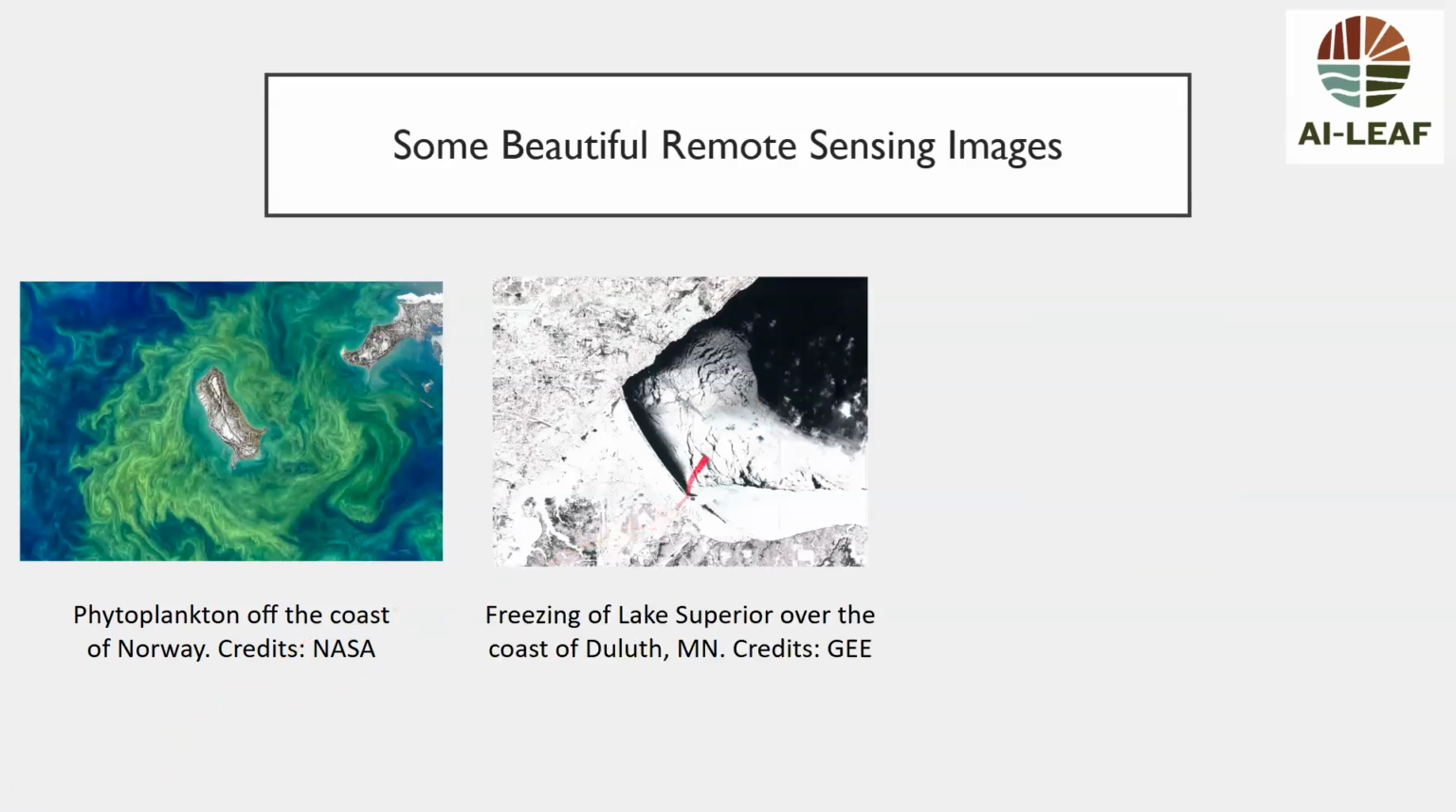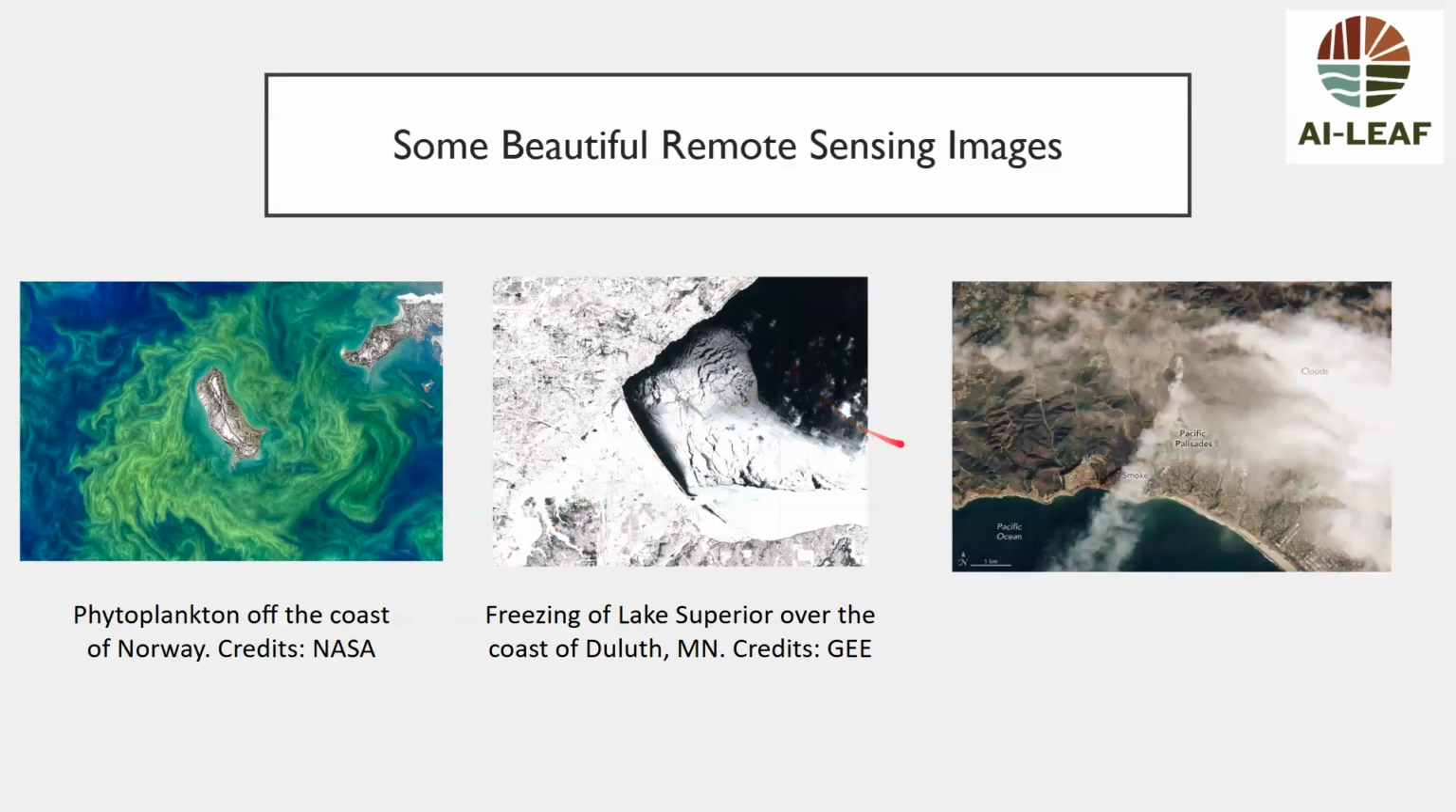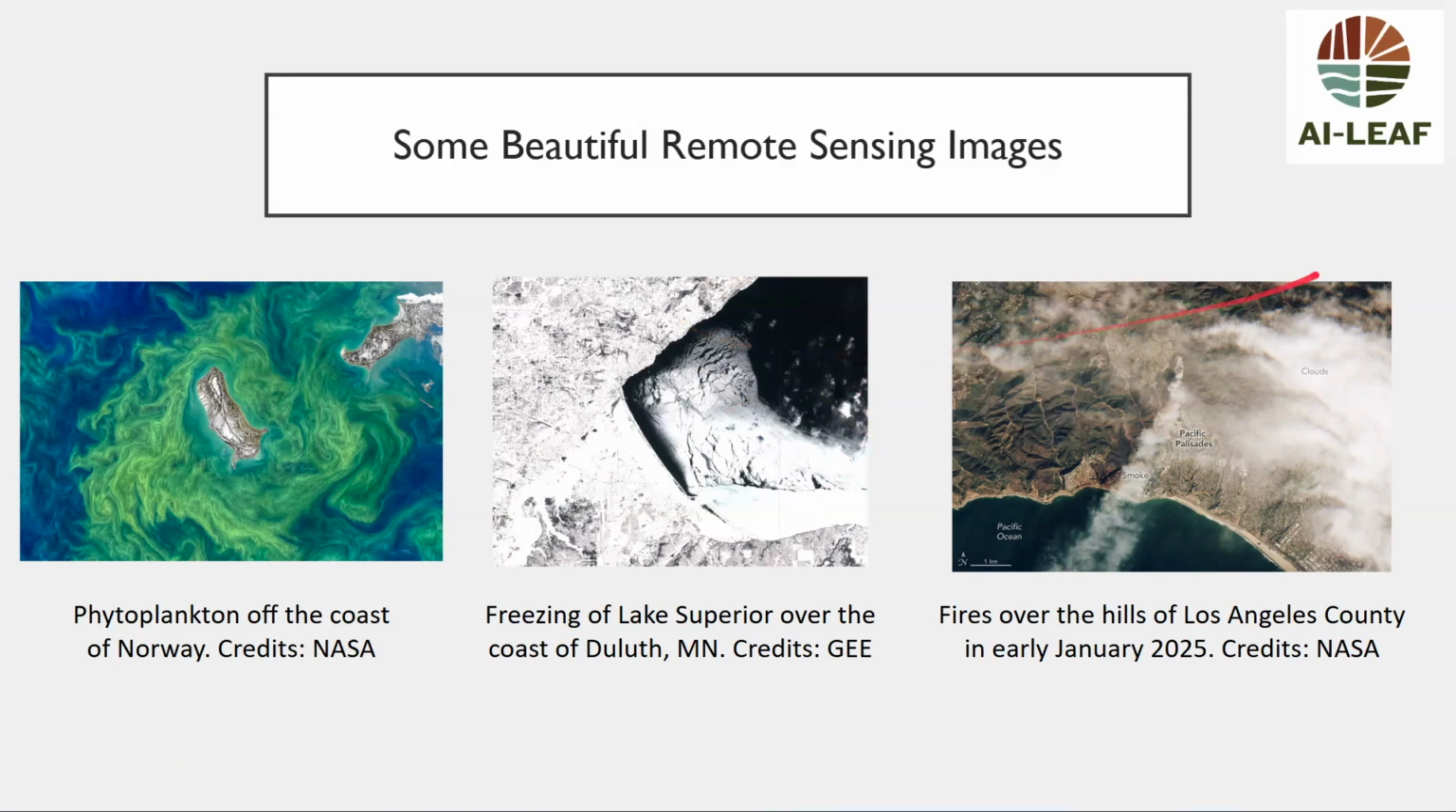So this is the freezing of Lake Superior over the coast of Duluth in Minnesota. So Duluth is here, if any of you have been up there. In the winter time it freezes, and this is the ice melting away. And this one should be easy for you guys to identify. Yep, that's right. So these are the fires over LA that happened earlier this year.